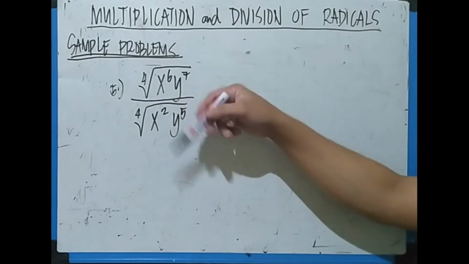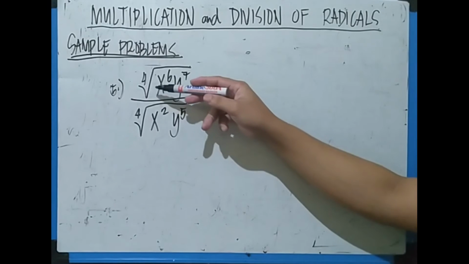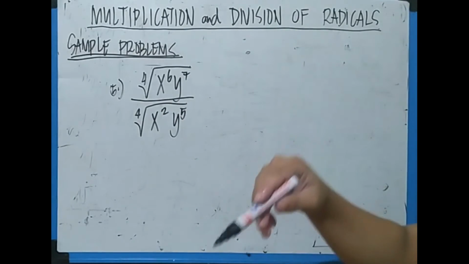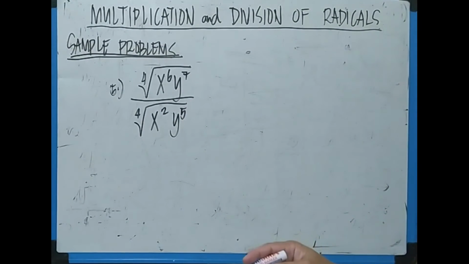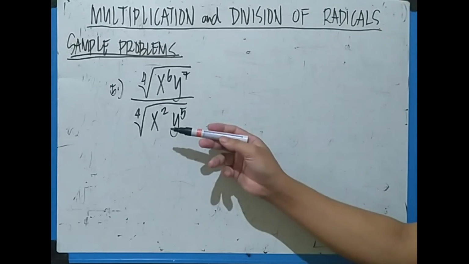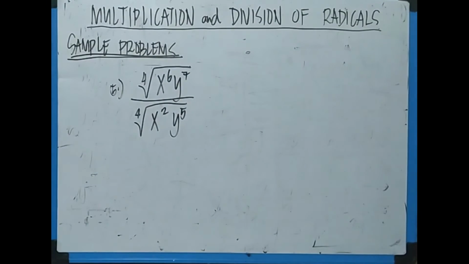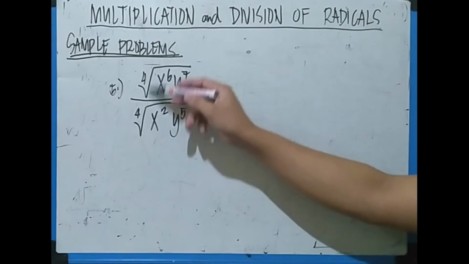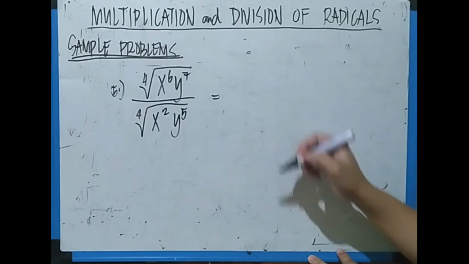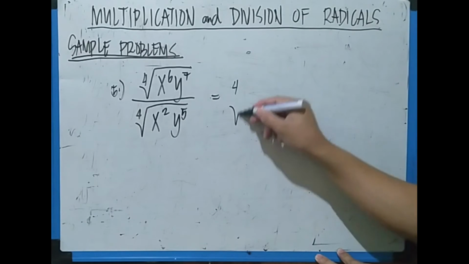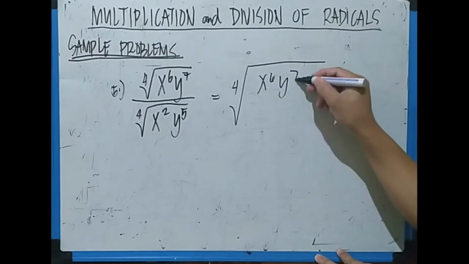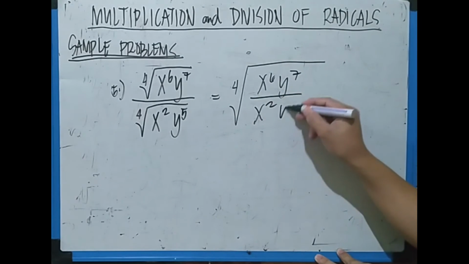As you can see, guys, again, you cannot divide if their indexes are different. To make the indexes the same, we use the previous example: we convert them to rational exponents before transferring them back to radicals, so that we have the same index. In this case, since the indexes are the same, both 4th roots, we can rewrite it as the 4th root of x raised to 6, y raised to 7, all over x squared, y raised to 5.